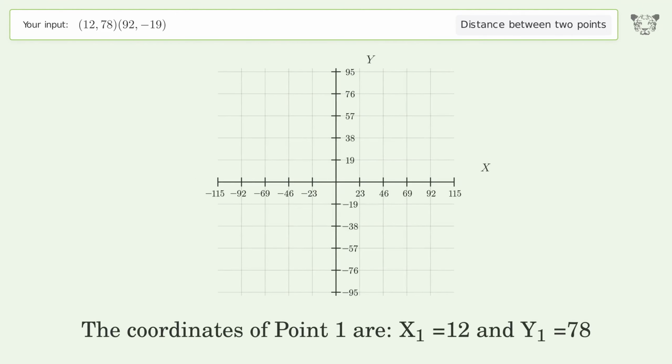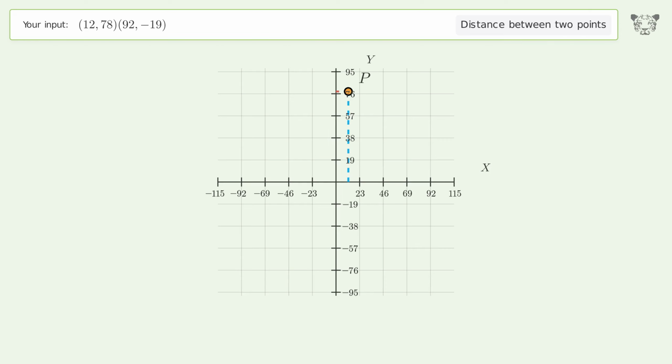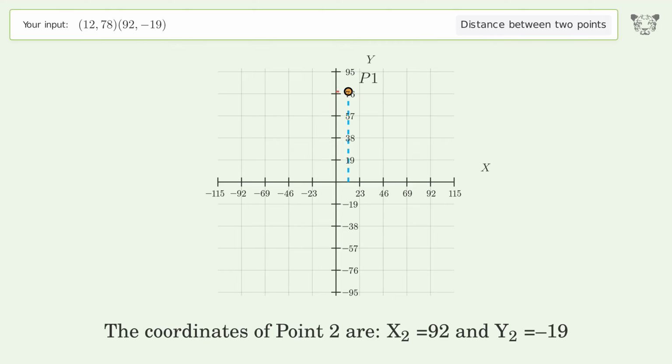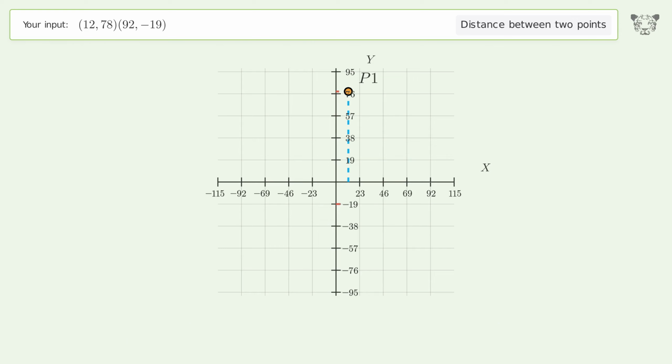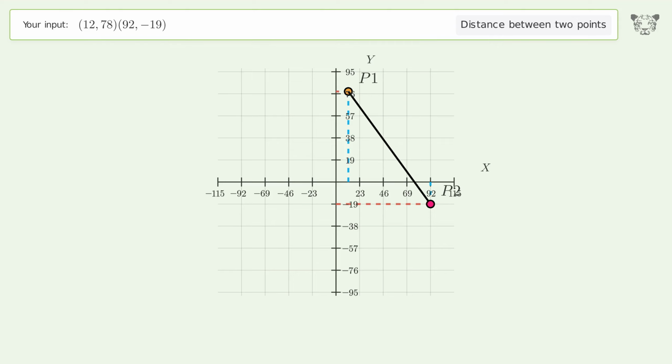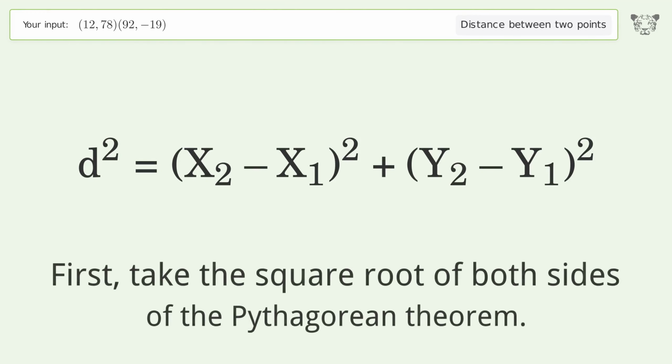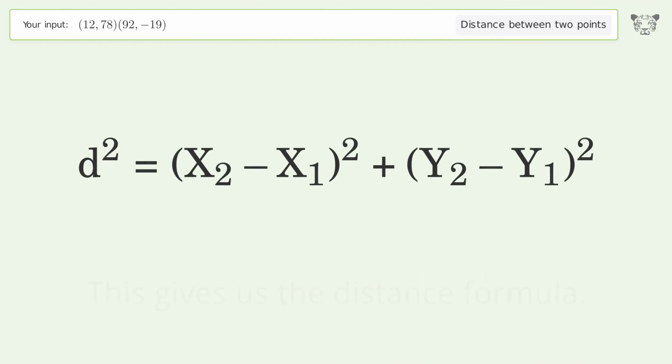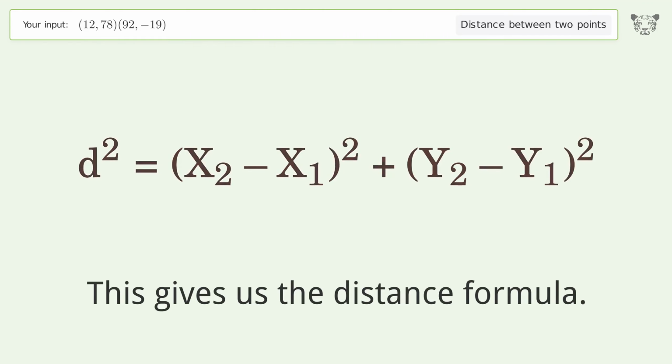The coordinates of point 1 are x1 equals 12 and y1 equals 78. The coordinates of point 2 are x2 equals 92 and y2 equals -19. D is the distance between the 2 points. First, take the square root of both sides of the Pythagorean theorem. This gives us the distance formula.